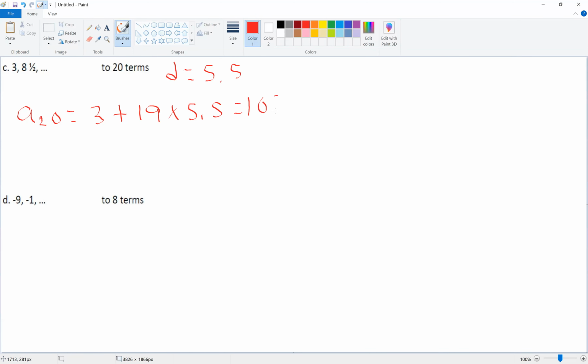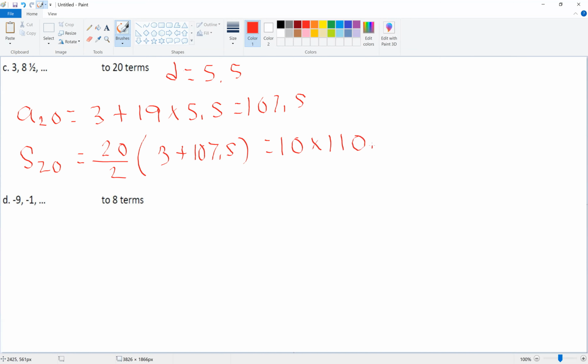And then to find the s of n or s of 20, I did 20 over 2, which is 10, times 3 plus a of n, which was 107.5. So I got s of 20 equals 1,105.